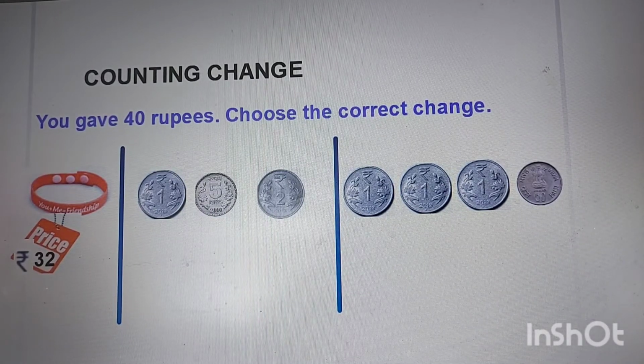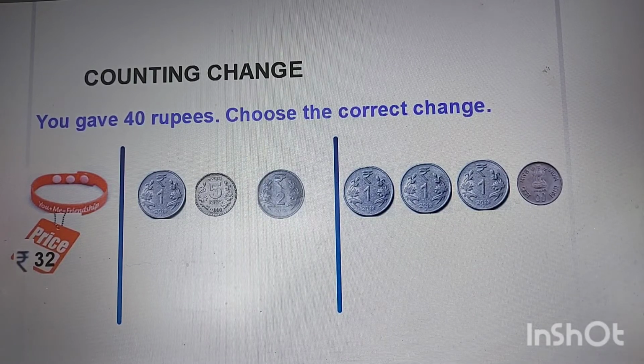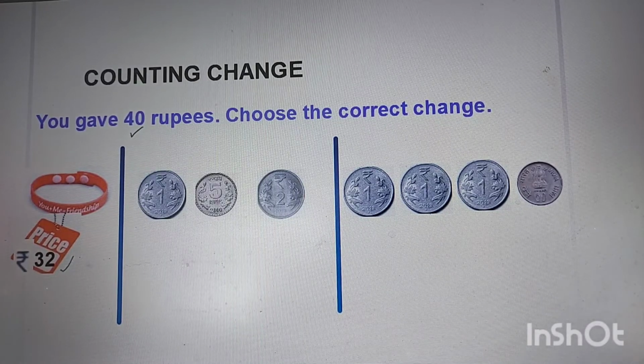Now what you will do is, first thing is that you will see what is the item given and how much does it cost. So here you can see friendship belt is given and it cost rupees 32. Can you see that? Okay, and you gave 40 rupees to the shopkeeper. That means something you are going to get back. So how much is the amount that you are going to get back? That is the change. So here what shall we do?